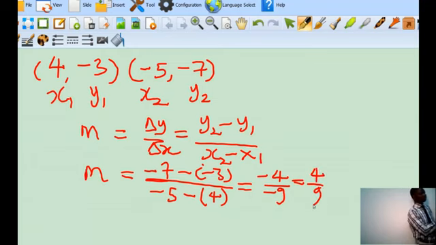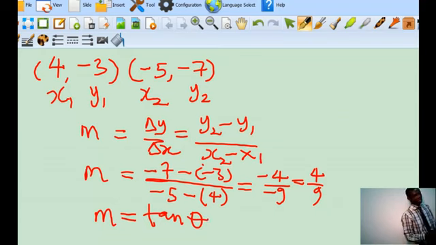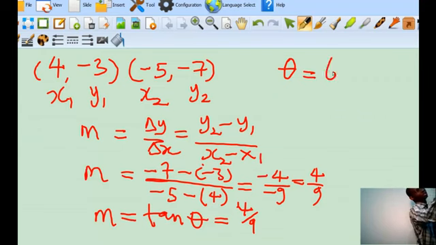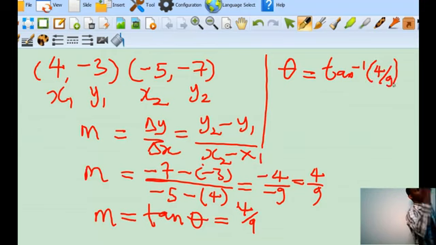Do not forget that we said the other time that our gradient is also equal to tan theta. From this expression, since our gradient is equal to tan theta, which is equal to 4 over 9, we can now obtain the value of our angle, theta, by making theta the subject of the formula. So theta will be equal to tan inverse of 4 over 9. And from that you can obtain the value for your theta.